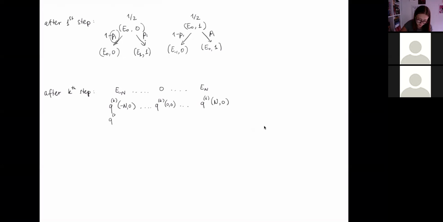And the same for the qubit in a state 1. So this is the probability of finding the qubit in a state 1 and the battery in a state E minus n, and so on. So the first argument corresponds to the energy level, the second argument corresponds to the state of the qubit S. And then at the k-th step, so at the k plus 1 step, the following happens.